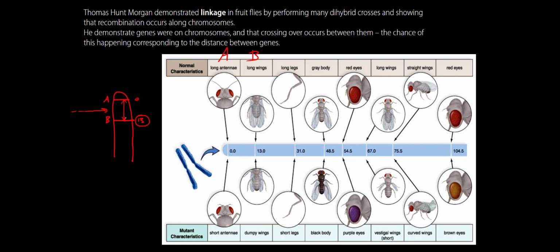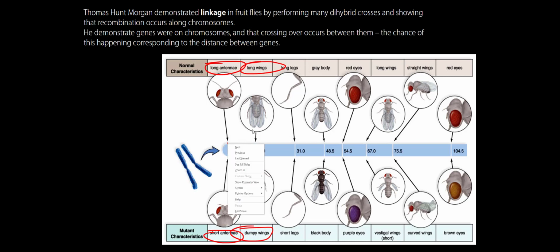And so what you can see here are map units. One map unit is equal to a 1% chance of crossing over occurring. How did they arrive at those numbers? They did the experiments. They crossed a long antennaed, long-winged fly to a short antennaed, dumpy-winged fly, and they found that 13% of the offspring showed the recombinant phenotype. Now think about that for a second. You tell me, stop and think, what would the parental phenotype be? And what would be the recombinant phenotypes? Think about that.